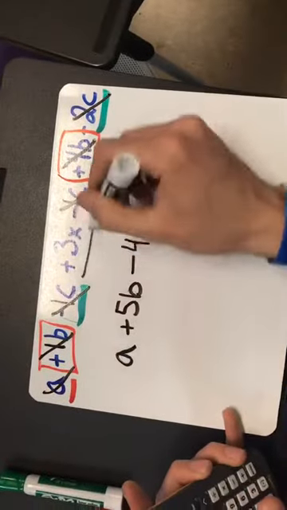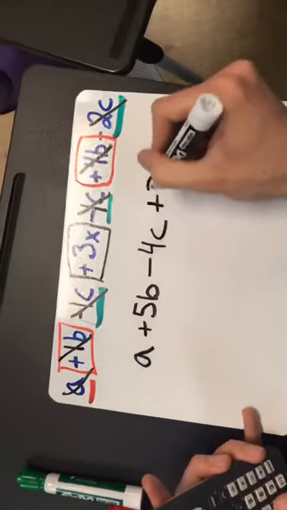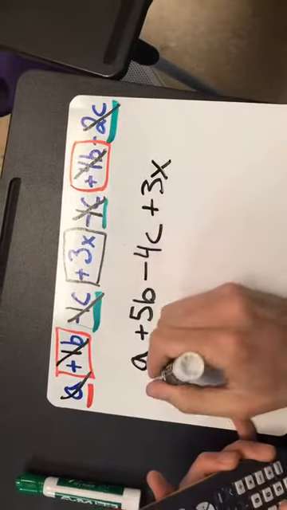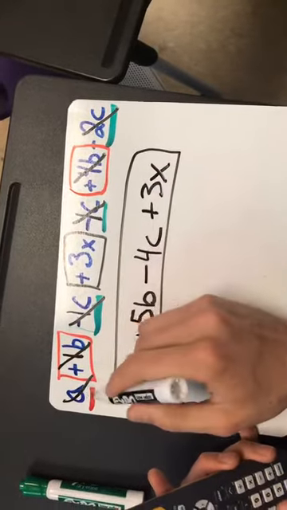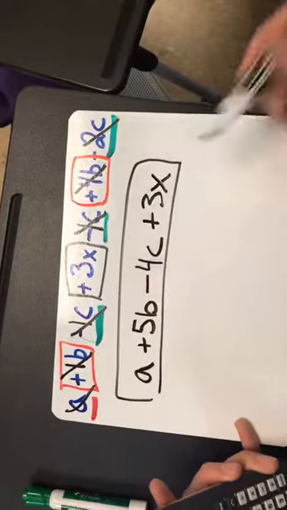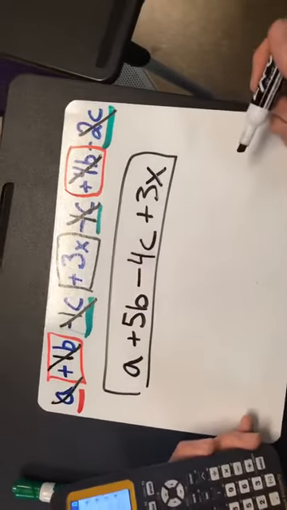And last but not least, I have an x term by itself, so I just put plus 3x. And now I've simplified my polynomial. It went from 7 terms to now 4 terms. All right, on to the next one.